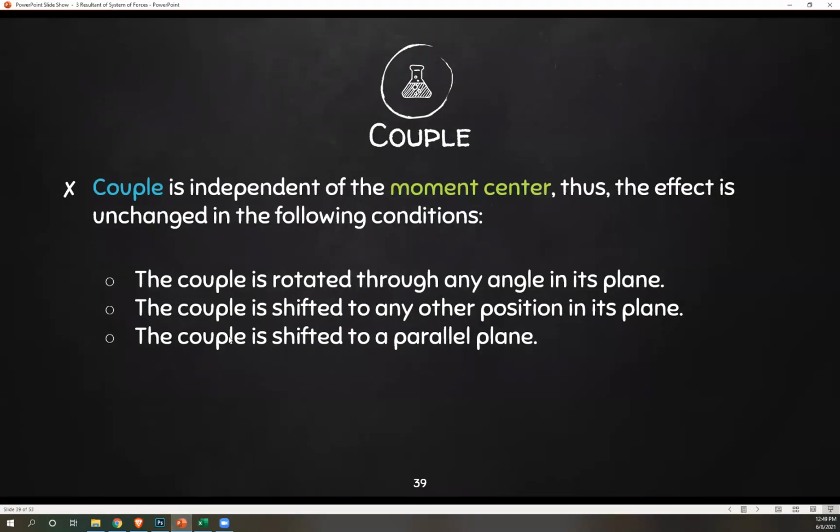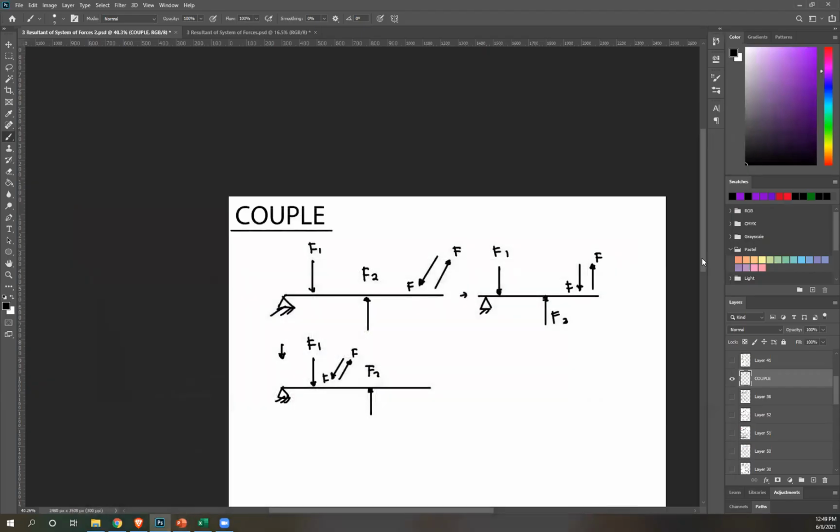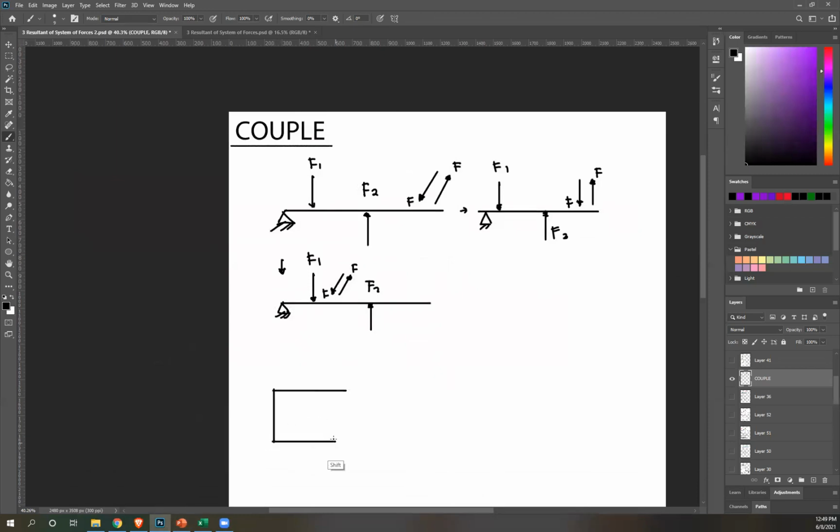Okay. And then lastly, couple is shifted to a parallel plane. So to show a parallel plane, let's have a cube as our system. So let's say originally the couple was located here, right? And so F. This effect of your couple is equal even if you place it on another plane.